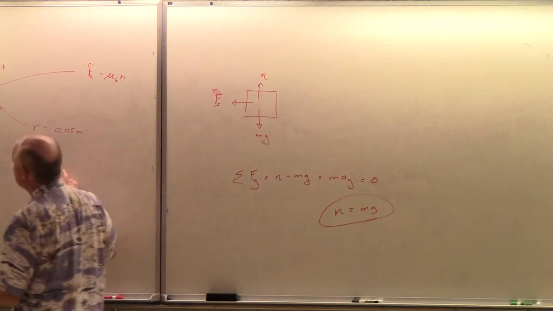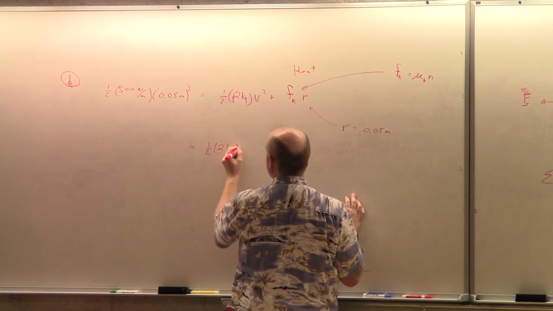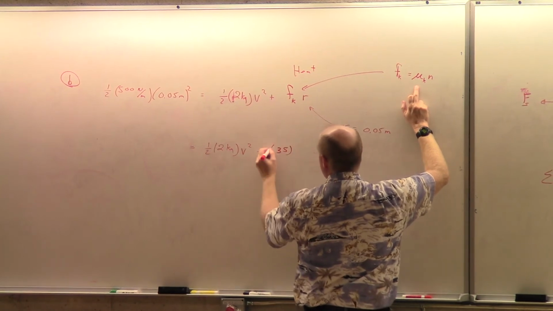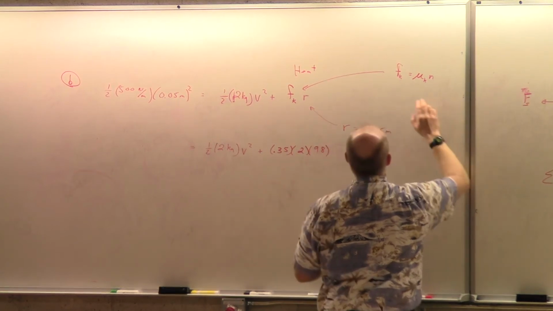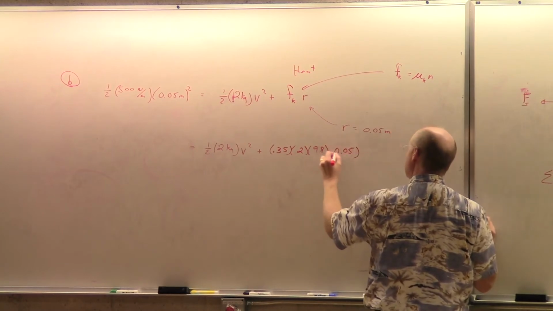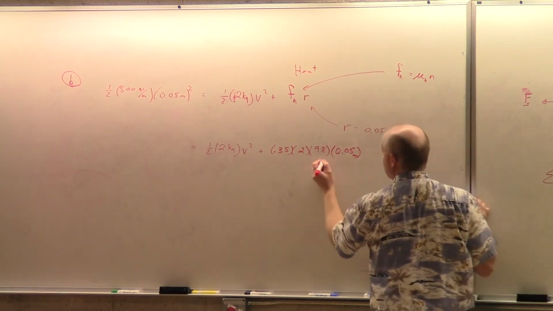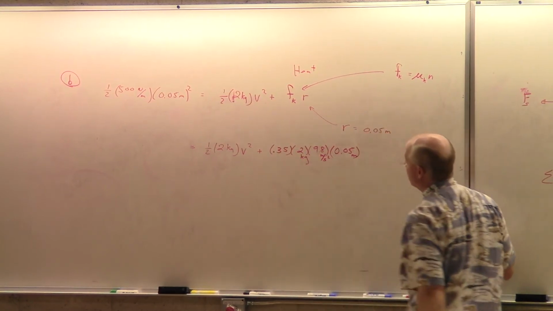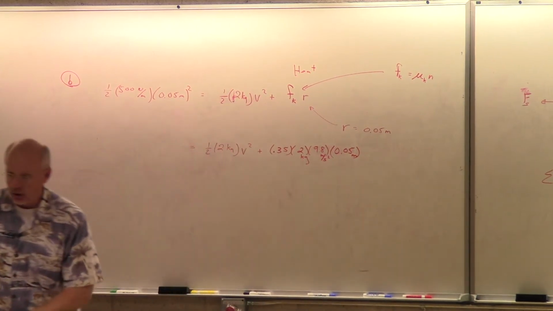So knowing that, then I can do this: 1/2 times k times v squared. And then I get my 0.35 times my normal force of mg. And so there's my mg. And then there's my distance of 5 meters. So distance, normal force, and coefficient. And so this is where that extra energy goes.